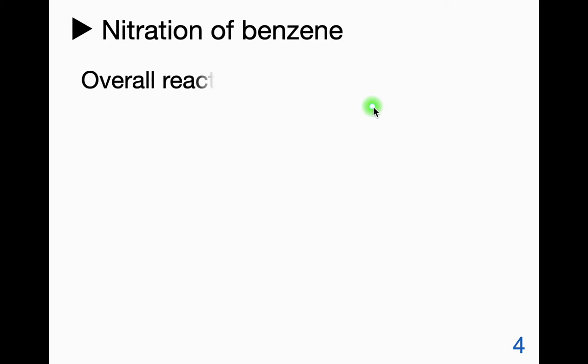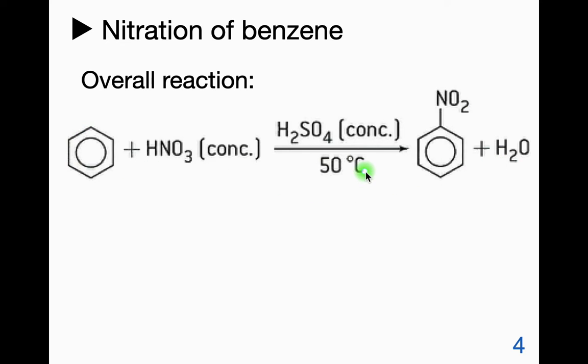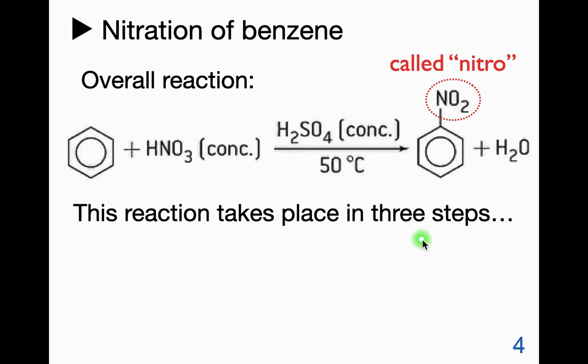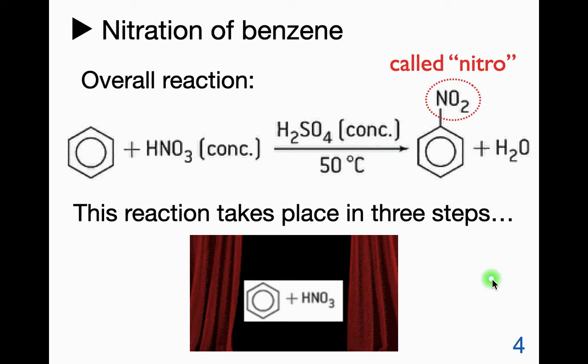Nitration of benzene. Overall reaction. So this is the reaction we're going to look at in more detail. This is concentrated nitric acid, concentrated sulfuric acid. We warm it up a little bit and we make this molecule. Now the NO2 is called nitro and this is called nitrobenzene. So how do we make this? It takes place in a series of 3 steps and we'll pull back the curtain and see how this is done.